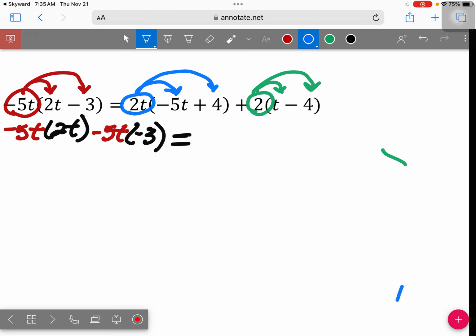So then I have 2t times negative 5t. And I have 2t. Oh.